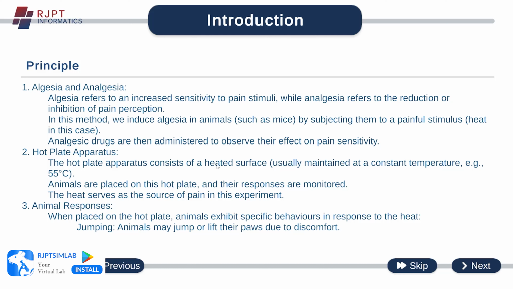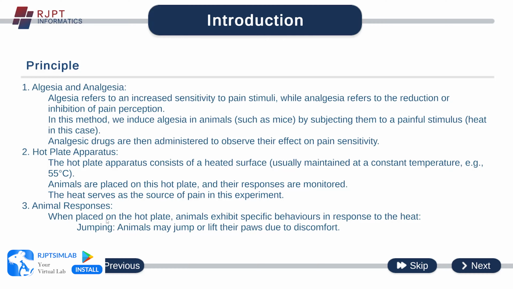Then the hot plate apparatus. The hot plate apparatus consists of a heated surface, usually maintained at a constant temperature, for example 55 degrees Celsius. Animals are placed on this hot plate and their responses are monitored. The heat serves as the source of pain in this experiment. So the above line says that the hot plate apparatus consists of a heated surface. It consists of a plate which is heated, and usually we have to maintain a constant temperature of 55 degrees Celsius in it. Then animals are placed on this hot plate and their responses are monitored. And the heat serves as a source of pain in this experiment.